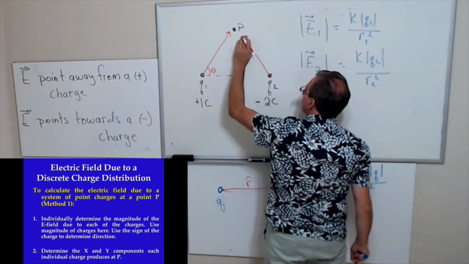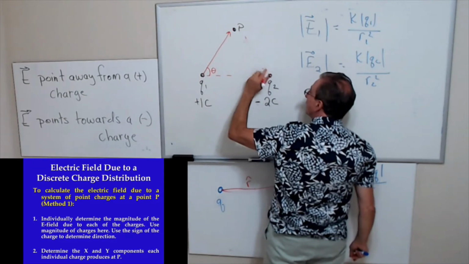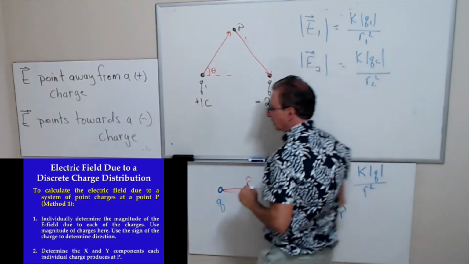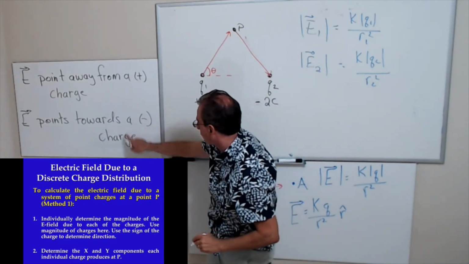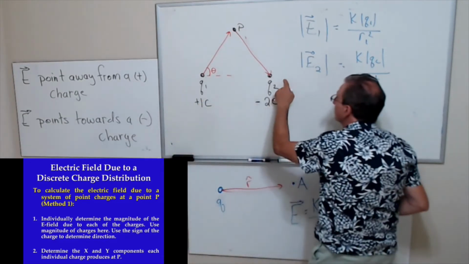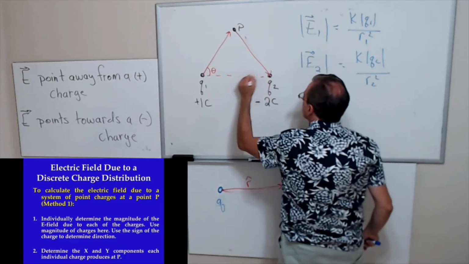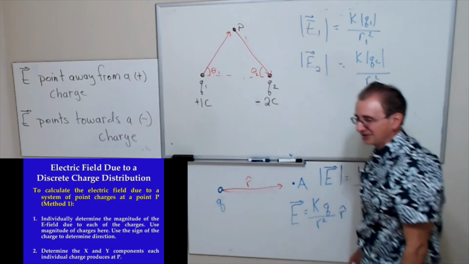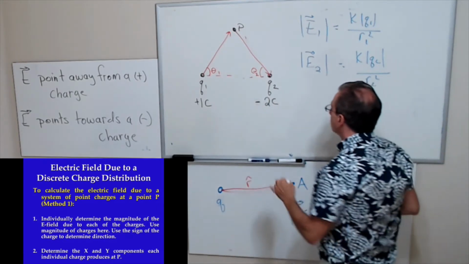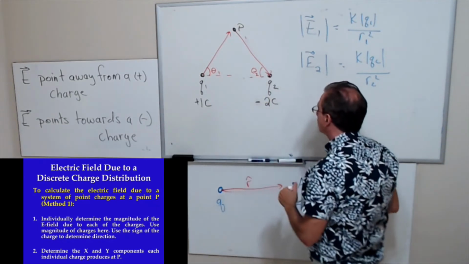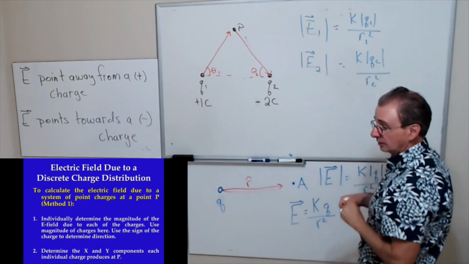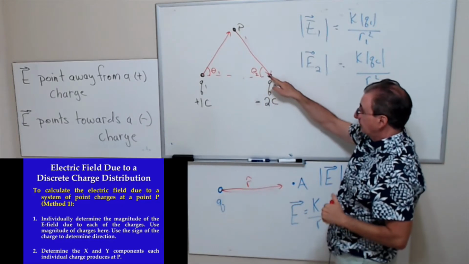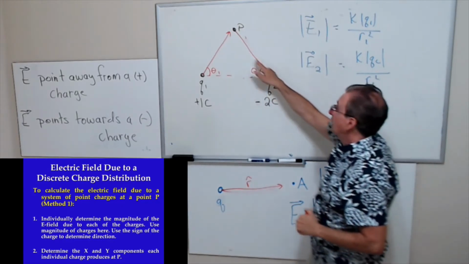Field points, oh, wrong way. The field actually points this way because it's a negative charge. The electric field points towards a negative charge, so it points like this. Here's the angle theta. In fact, let me call that theta 1. Here's theta 2, just in case they're not equal. So here's theta 2, and now what I have to do is find the x and y components produced by this point charge at this point.